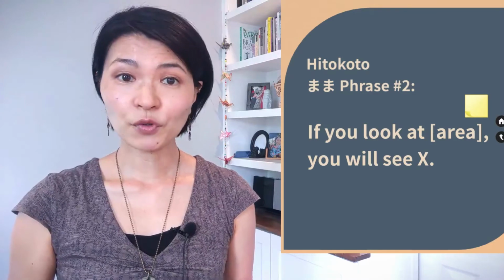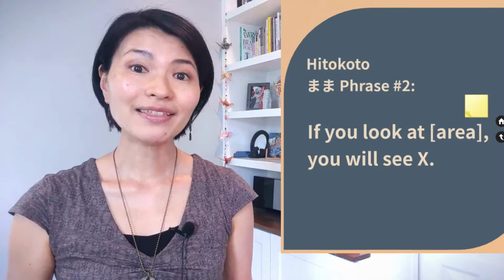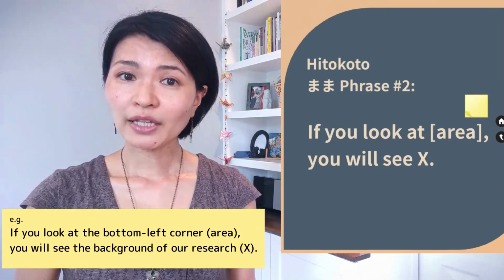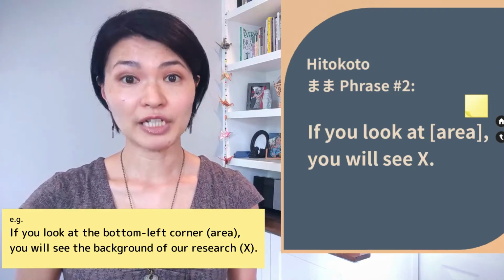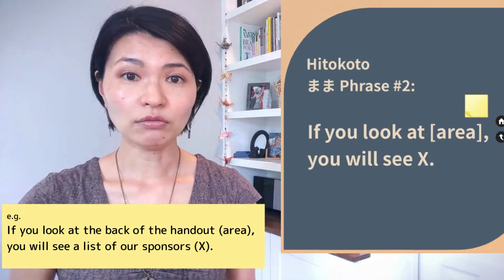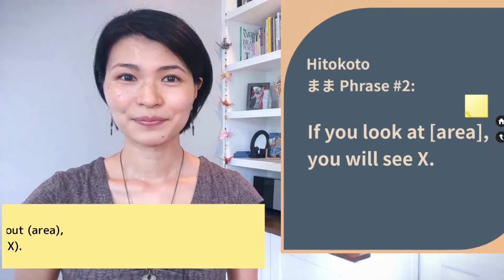Insert the area vocabulary you've learned today and tell the audience what they will see there. For example, if you look at the bottom left corner, you will see the background of our research. If you look at the back of the handout, you will see a list of our sponsors.